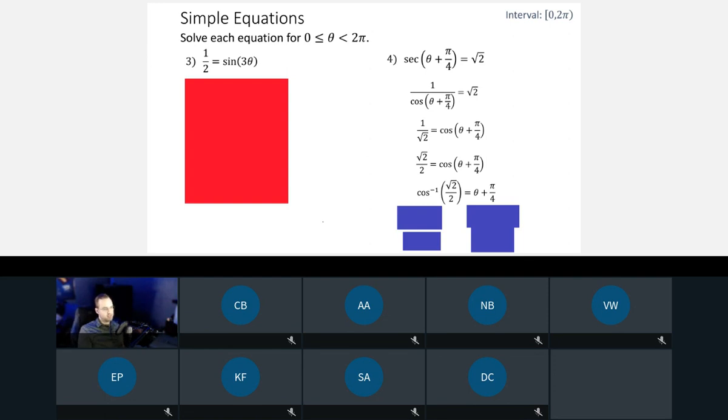Setting to 0. You could do that before I set to 0, I guess, or what you're kind of thinking. So Jacob says negative pi over 4. What do you mean, negative pi over 4?